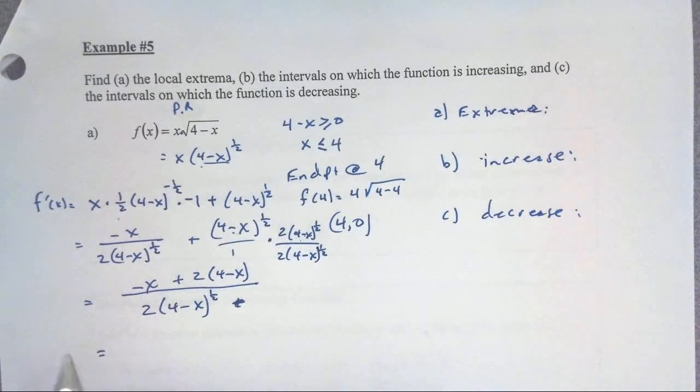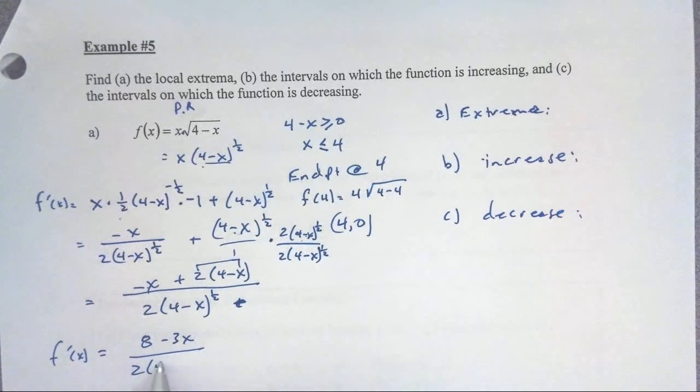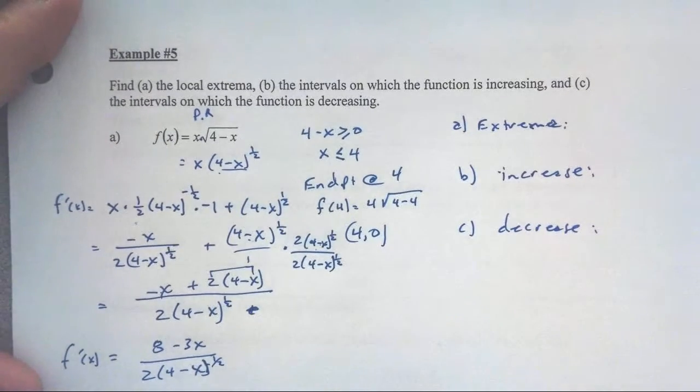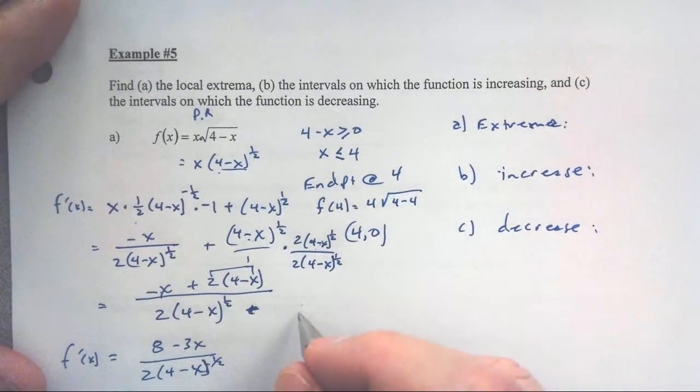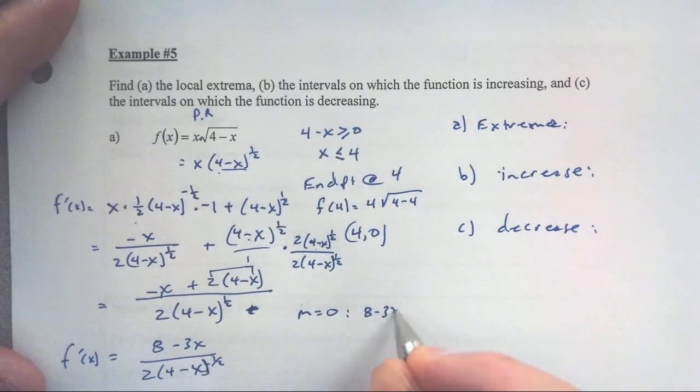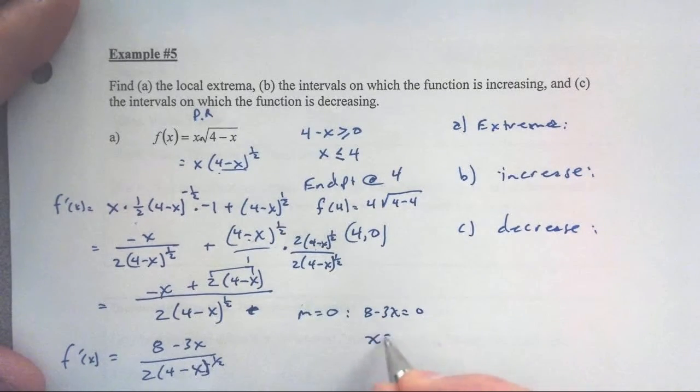For a final derivative, f prime of x is, I get an 8 minus x minus 2 more x's, minus 3x, all on 2 times 4 minus x, excuse me, to the 1/2. Okay, so first thing I want to do, I want to find out when the slope is 0. The slope is 0 when 8 minus 3x is 0, or when x equals 8/3.